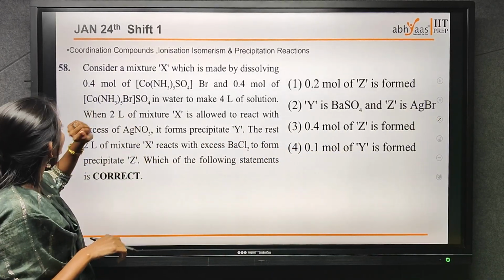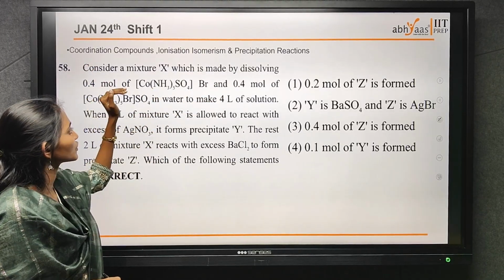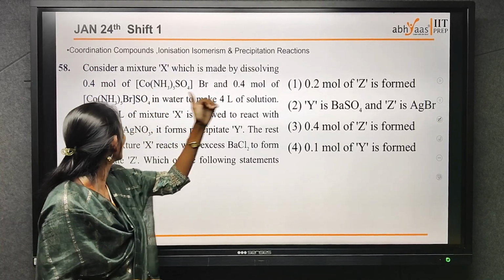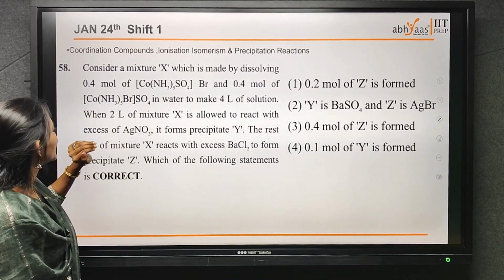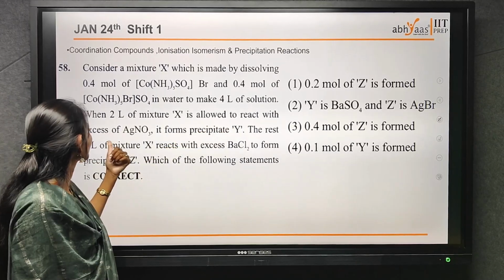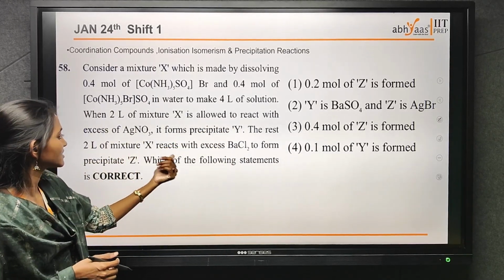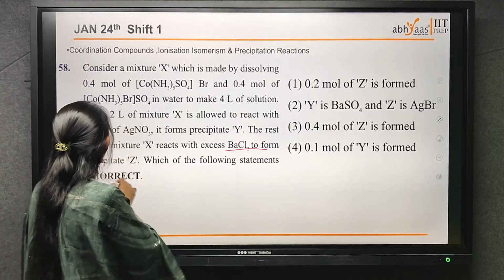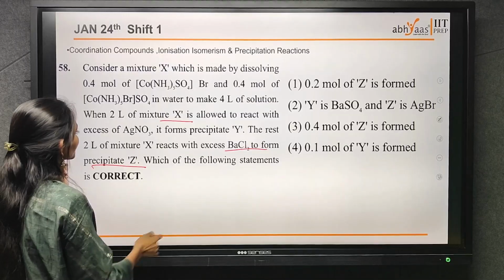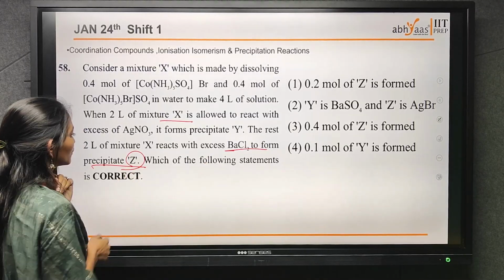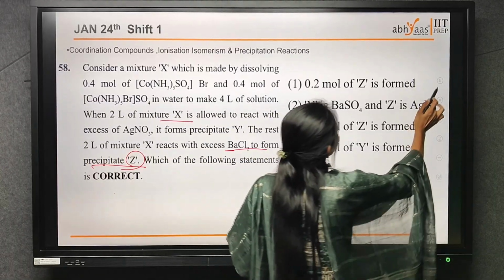From coordination compounds, they are asking: consider a mixture X which is made up of dissolving 0.4 moles of cobalt bromide and 0.1 mole of cobalt in water to make 4 liters of solution. When 2 liters of mixture X is allowed to react with excess AgNO3, it forms precipitate Y. The rest of the 2 liters of mixture X reacts with barium chloride to form precipitate Z. So which of the following statements is correct? They are asking.